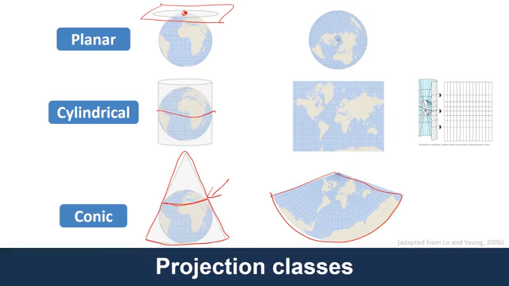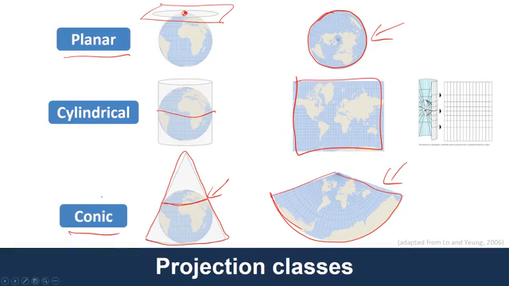And when you project the Earth onto that sheet of paper, you end up with a circular version of the Earth. So if you see a circle like that, it indicates that it's probably a planar projection. If you see a rectangle, it's a cylindrical projection. And if you see this kind of wedge shape, it means it's a conic projection.